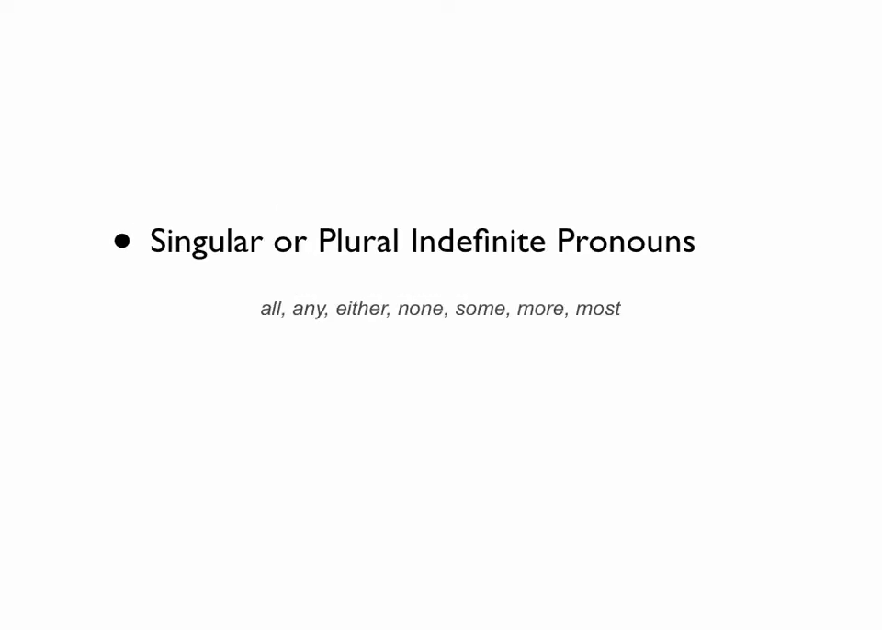And then you have some, unfortunately, that can be either depending on the sentence. We're not going to focus on those too much, but these are all, any, either, none, some, more, or most. And it'll just depend on the sentence.